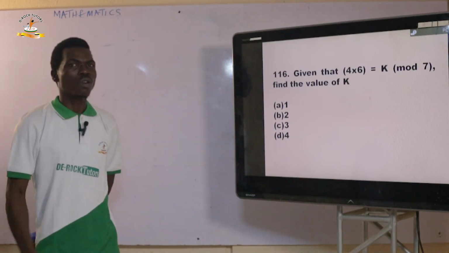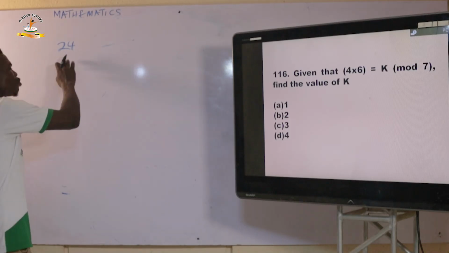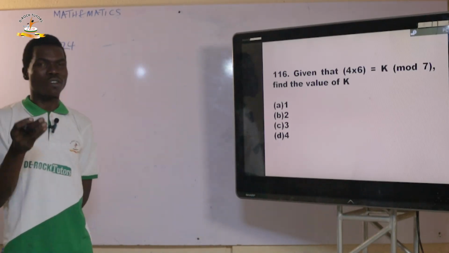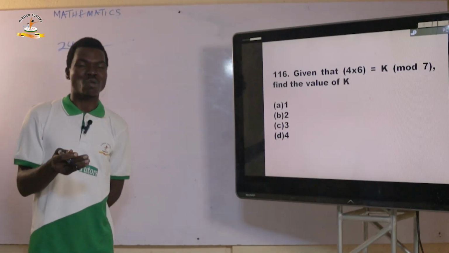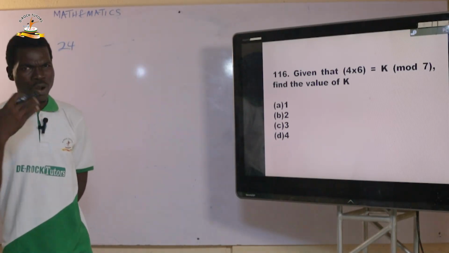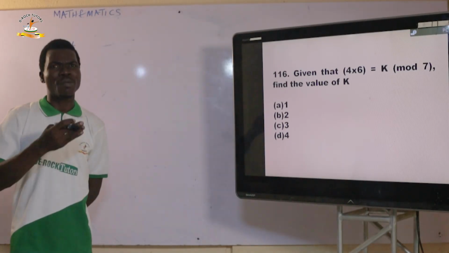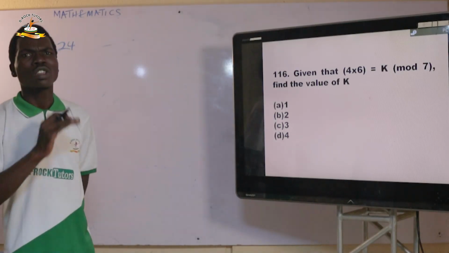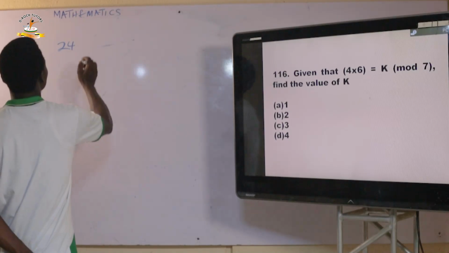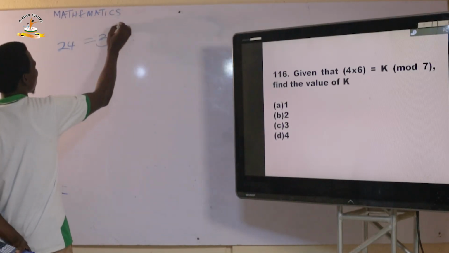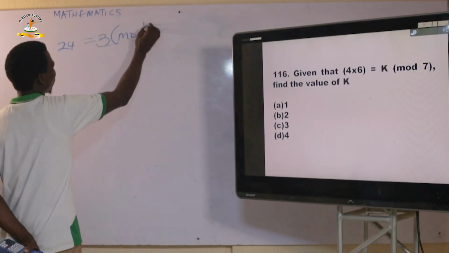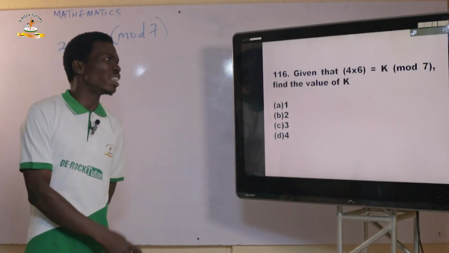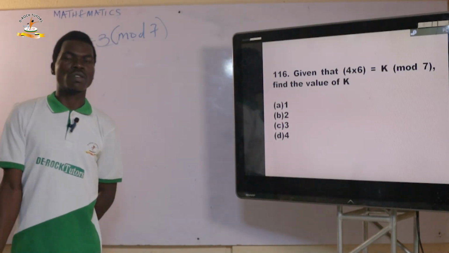left. So we keep asking ourselves, if we remove 7 from 24, the first place, it remains just 17. We remove 7 again, it remains just 10. We remove 7 again, it remains just 3. So our answer is just 3 in modulo 7. As simple as that. So the correct option is option C. And we go to the next question.